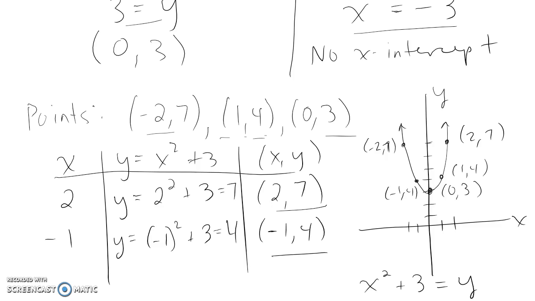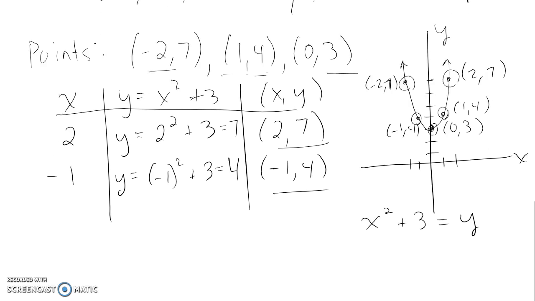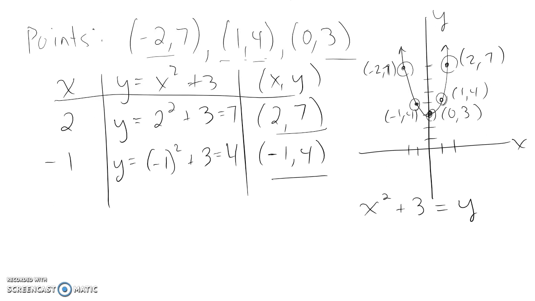Now let's notice something. The graph of x squared plus 3 equals y is a mirror image across the y-axis. The points that are on one side of the y-axis have a point that's like a mirror image on the other side. If we think of the y-axis as a mirror, (2, 7) would look and see (-2, 7). (1, 4) would look at (-1, 4). And of course (0, 3) would see itself. This idea in math is called symmetry.